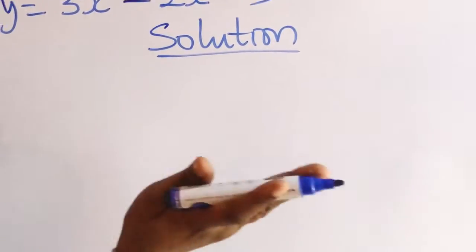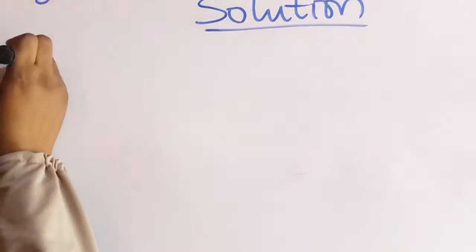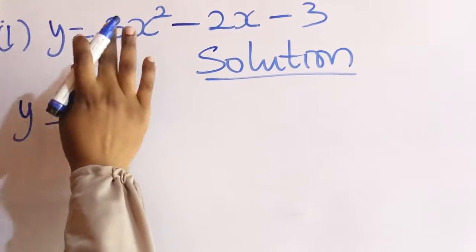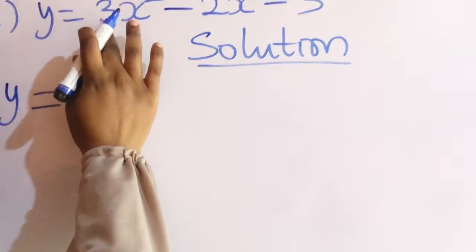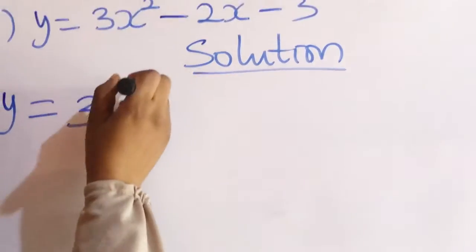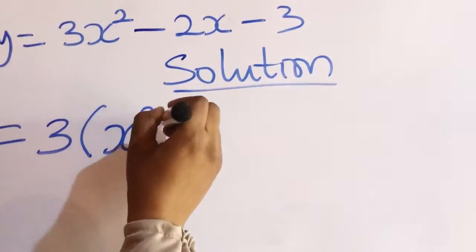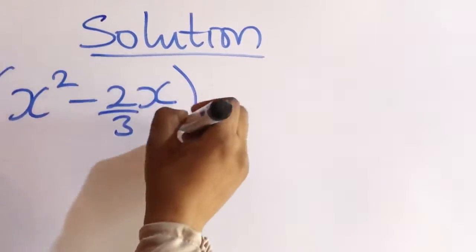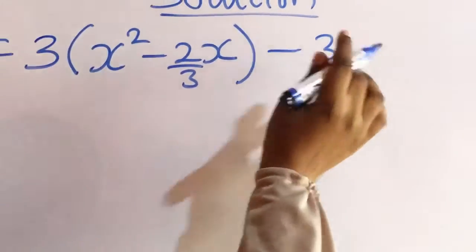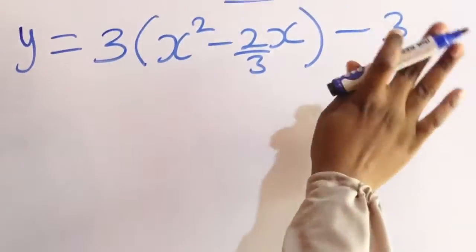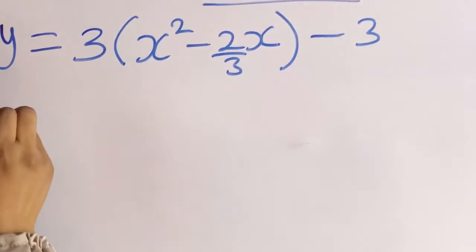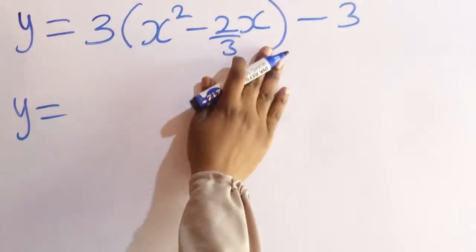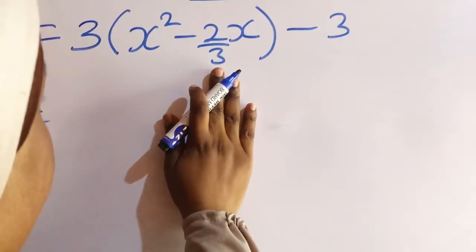We are going to use two methods. Using the completing the square method, y is equal to, let's factorize the 3 out. So 3, it remains x squared minus 2 over 3x. I don't want to tamper with this 3, and we are not tampering with the constant. So the coefficient of x is minus 2 over 3.